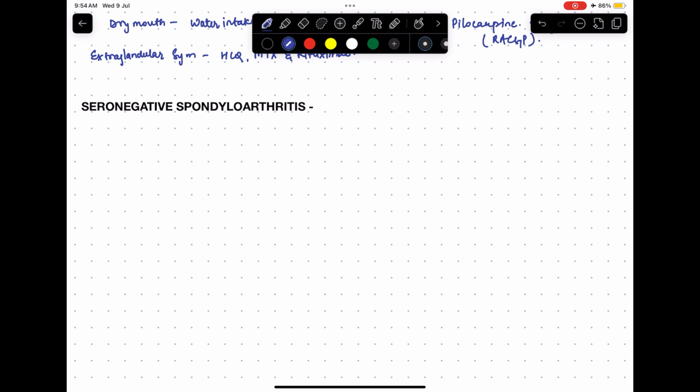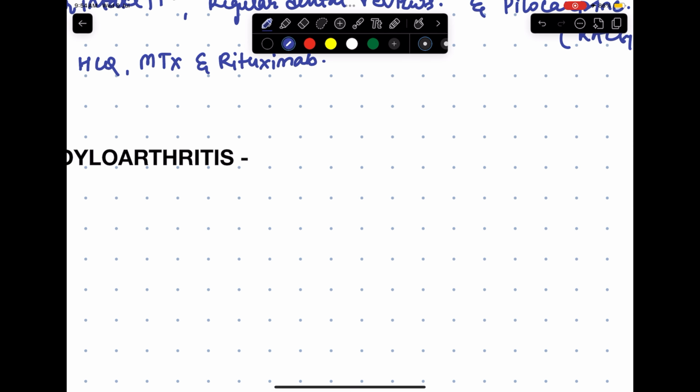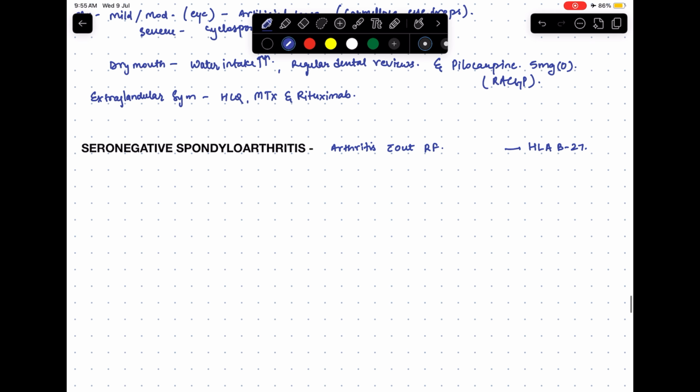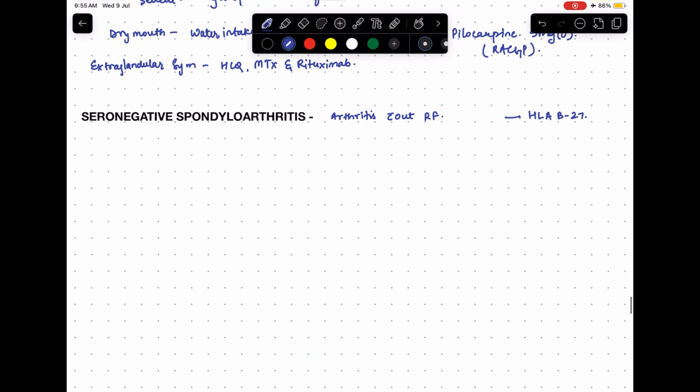Next topic is seronegative spondyloarthritis. So basically it is arthritis without the rheumatoid factor. There would be no anti-IgG antibodies present here. It has the strongest association with HLA-B27. You have to make sure that you remember this. Now there is a mnemonic that is PAIR. I took it from First Aid.